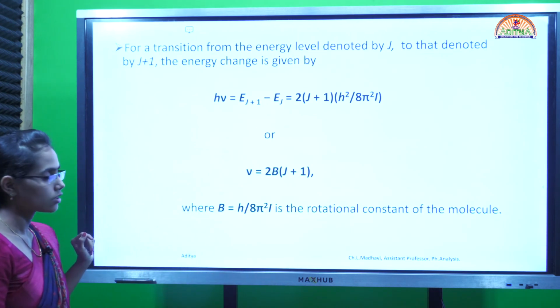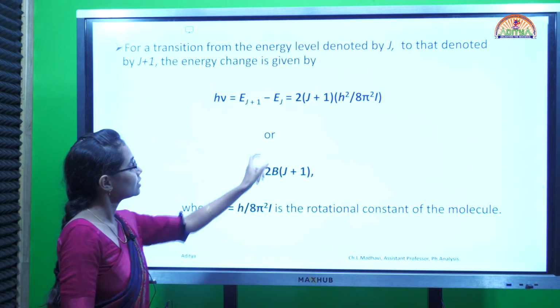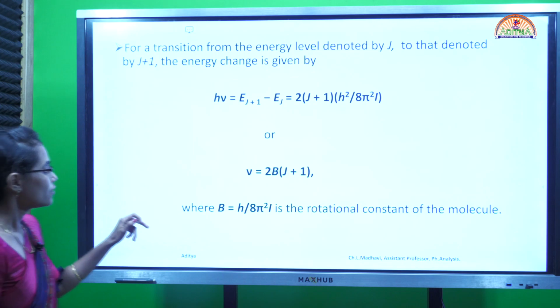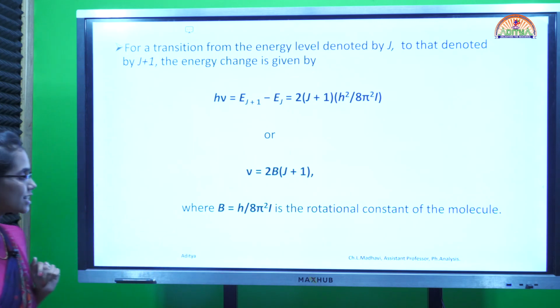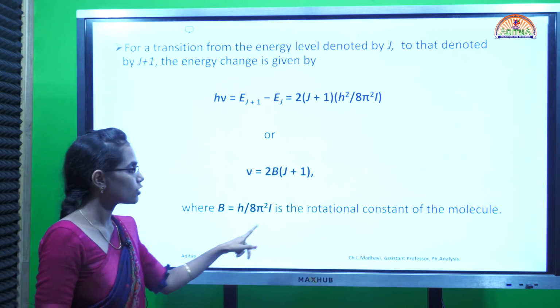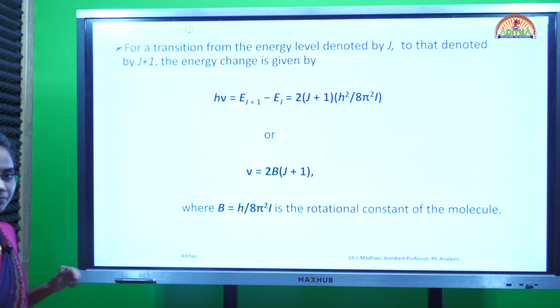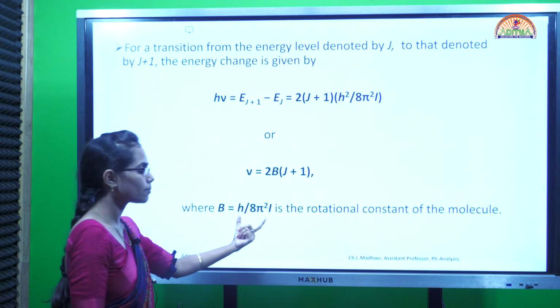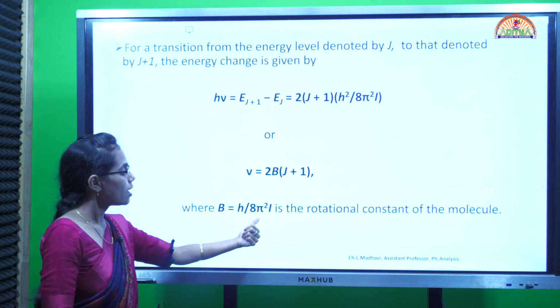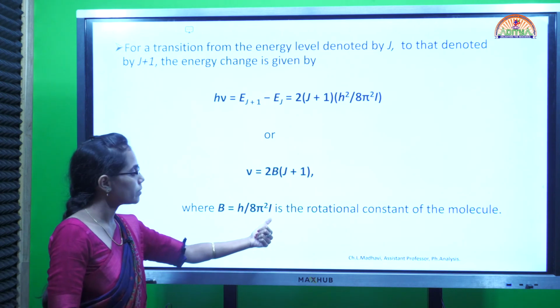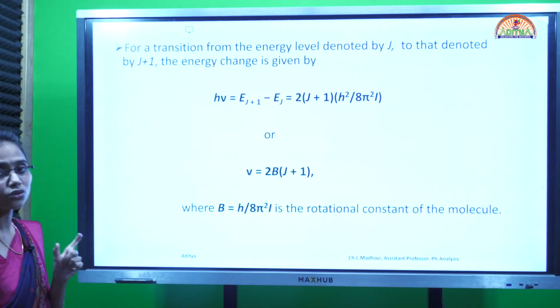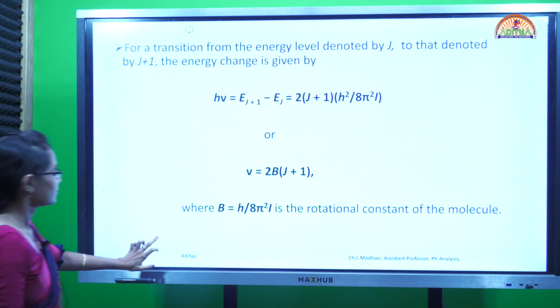Here B is this whole term taken as a constant, which is B equals h by 8 pi square I. This is the rotational constant for a molecule. B is taken as a constant because Planck's constant has a constant value, pi is 3.14, and the moment of inertia is also a constant value. So all these constants are taken together as the rotational constant of a molecule.